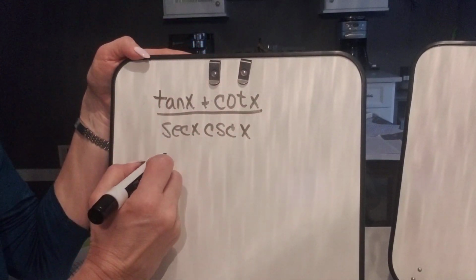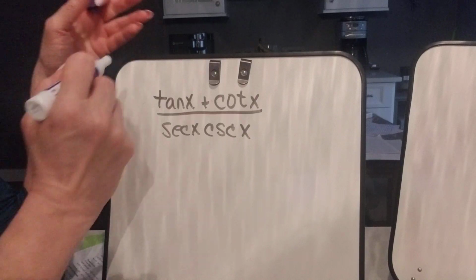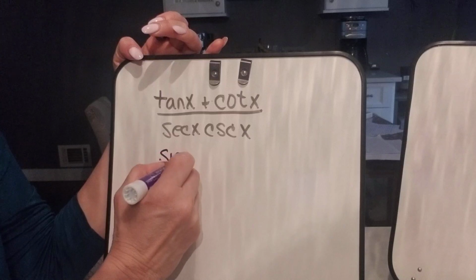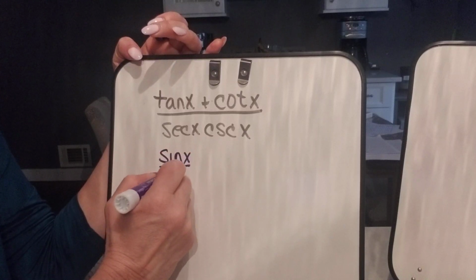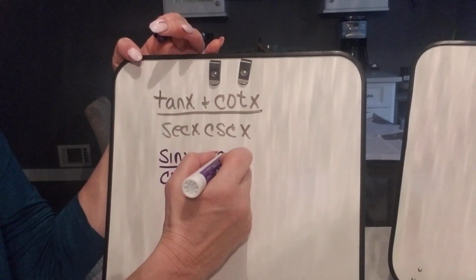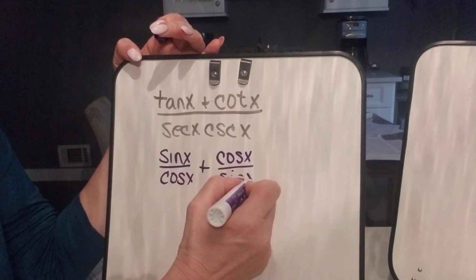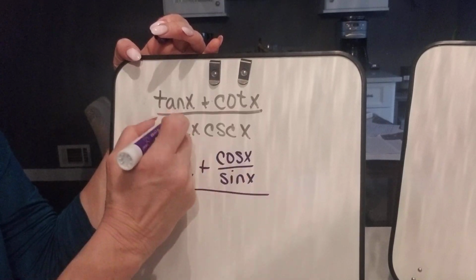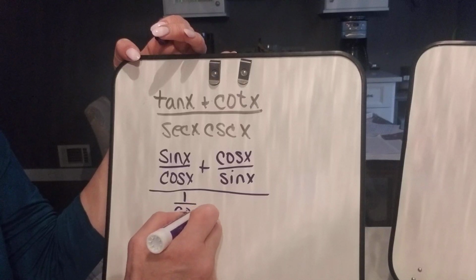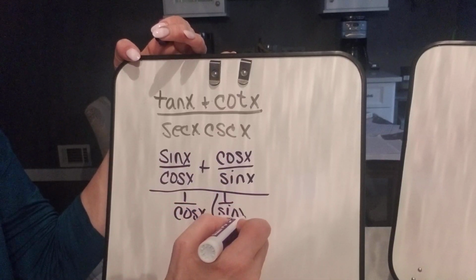I'm going to switch up my marker so that you can see the difference between each problem. Tangent is really going to be sine x over cosine x, plus cotangent, which is really cosine x over sine x, all over. Secant is 1 over cosine, and cosecant is 1 over sine, and here we go.